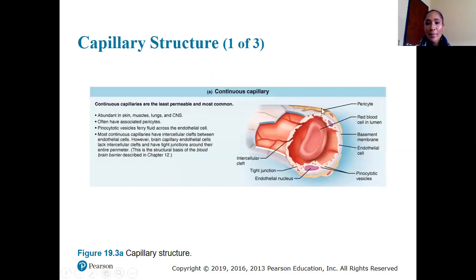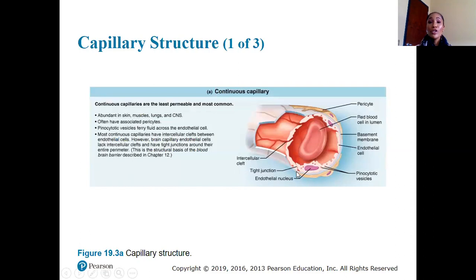So here we have an example of a pericyte. Remember, this is going to be a stem cell that will help to repair our blood vessels or our capillaries when needed. Here's going to be the lumen space with a red blood cell in it. This is going to be our basement membrane, this light blue structure that we have here. The endothelial cells are going to be the yellow structures that we find here. And here we have an example of a tight junction.